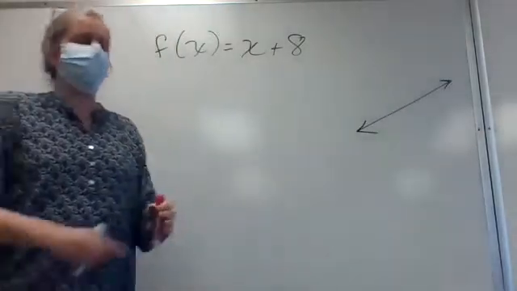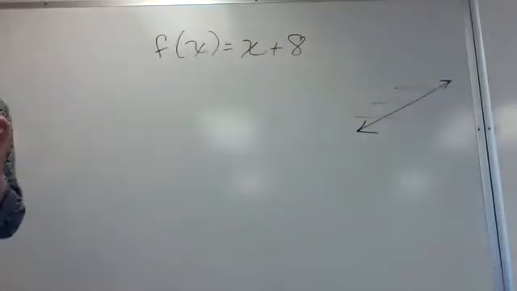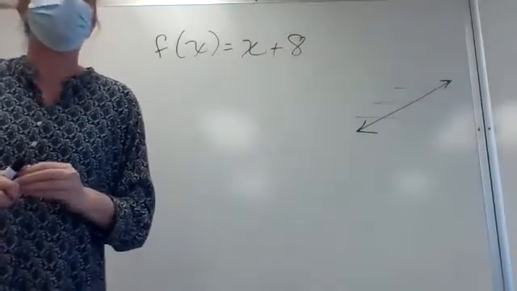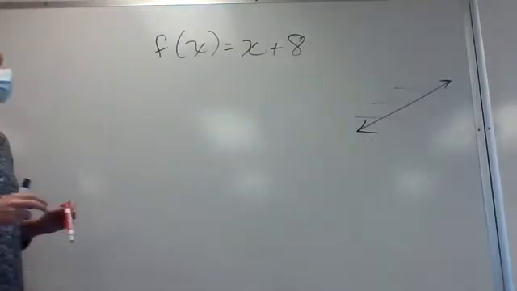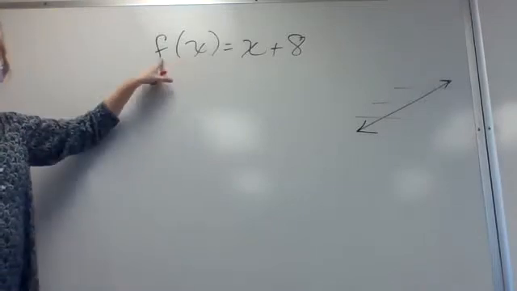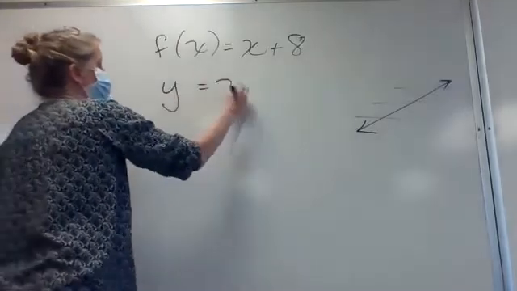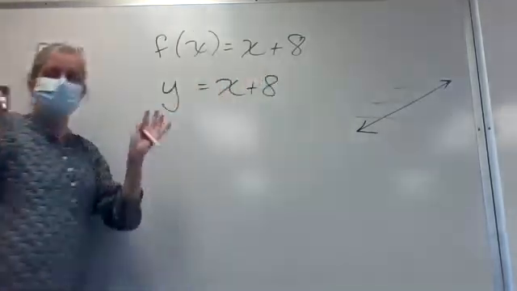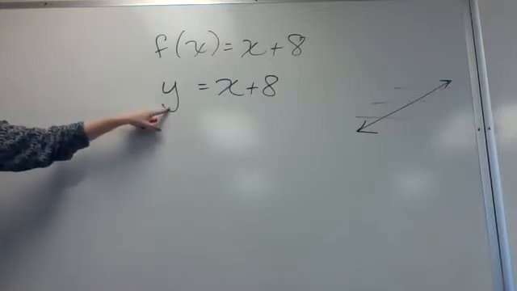All lines, unless they are horizontal, are always one-to-one. They're all going to be able to pass the horizontal line test. So yes, this is one-to-one. So now we can find the inverse of this. The first step is to change this f of x to a y, right? F of x and y mean the same thing. So I haven't actually done any inverting yet, right? I just changed that to y.